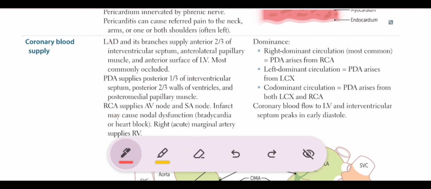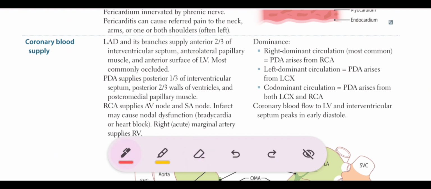So the left anterior descending artery supplies anterior two-thirds of the interventricular septum, anterolateral papillary muscle, and anterior surface of the left ventricle. It is the most commonly occluded artery and may cause myocardial infarction.